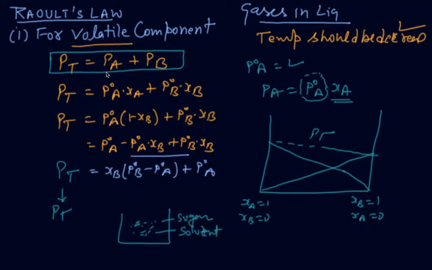Total pressure, we can take two components, three components, PA plus PB, that is P naught A times XA and P naught B times XB. And XA we can take as 1 minus XB, and P naught B times XB. Then simple mathematics, taking XB common, P naught B minus P naught A plus P naught A. We can do the practice, and so many numericals we can solve here, and then comes the comparison of Raoult's law and Henry's law.